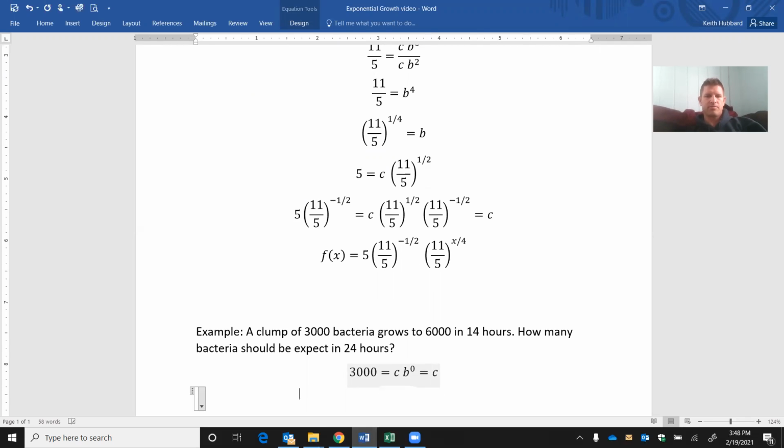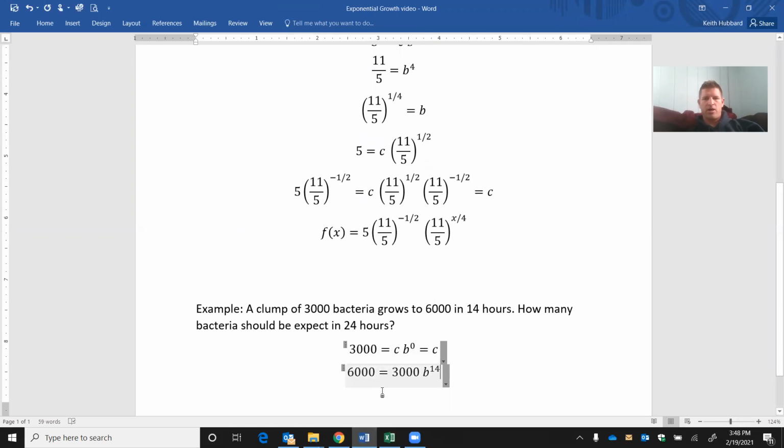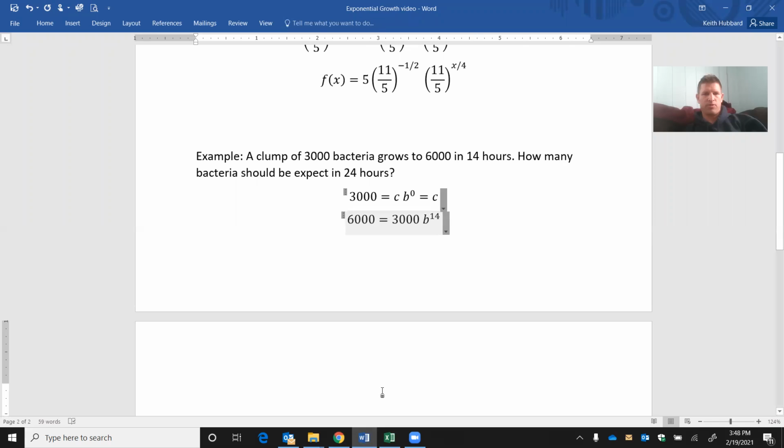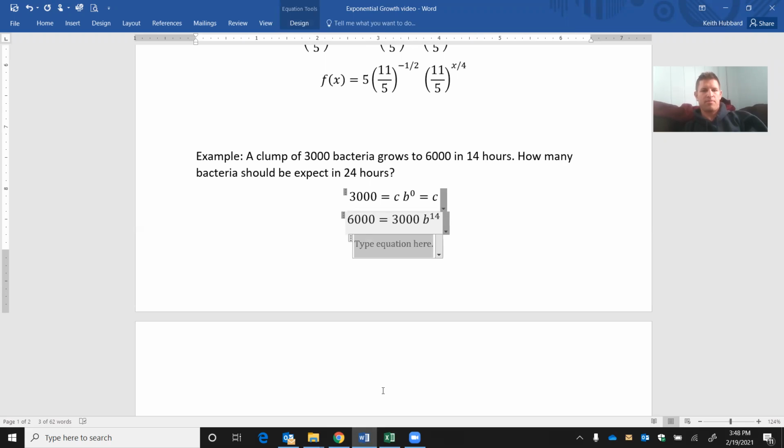And 6,000, now instead of writing c times b to the 14, I'm just going to say I know what c is, 3,000, times b to the 14, and now I can pretty much solve for b, right? Let's see what that is. I'm going to have to divide both sides by 3,000. 6,000 divided by 3,000 is 2, equals b to the 14. We'll just take the 14th root.